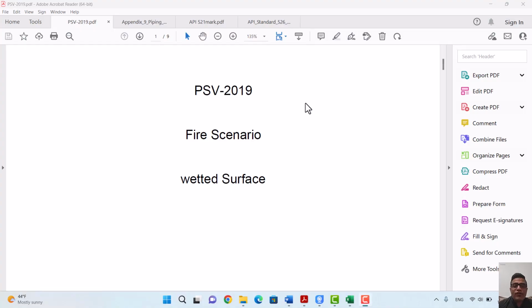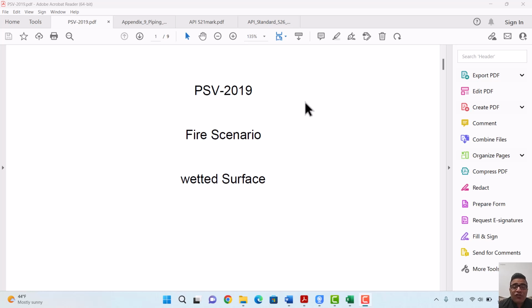So to help you better understand how to use the equations and statements provided in API in order to size a PSV for a fire case scenario, I'm going to provide you with a real case example. I sized the PSV for this application during my last projects, and this case was a fire scenario for wetted surface area.